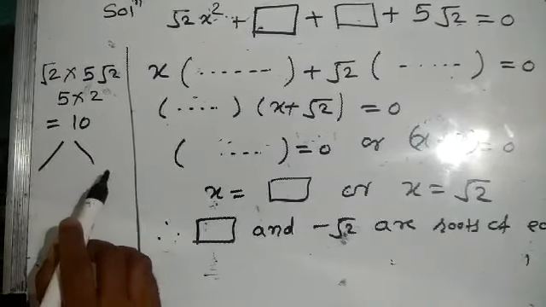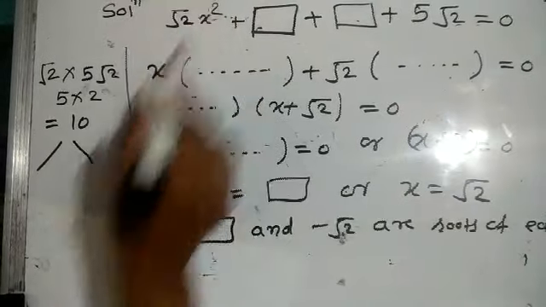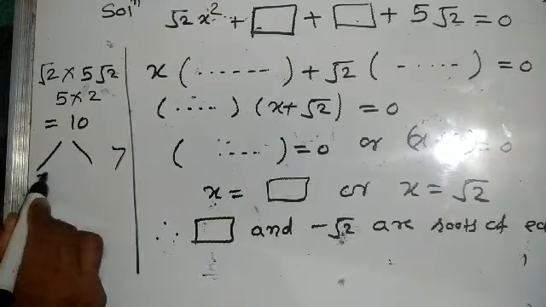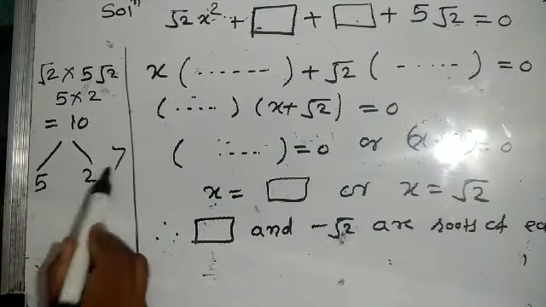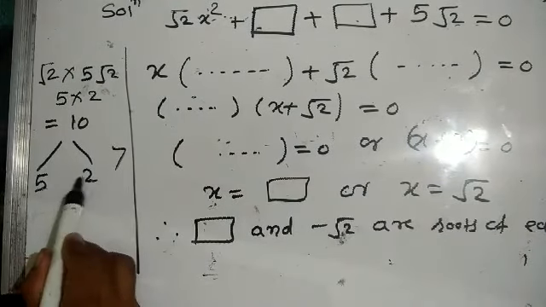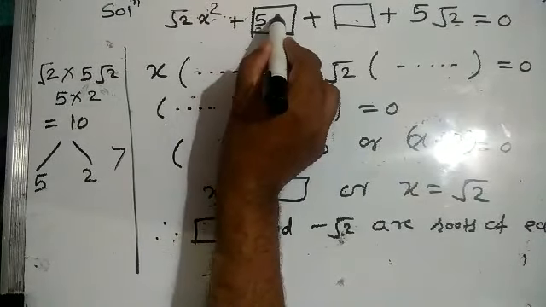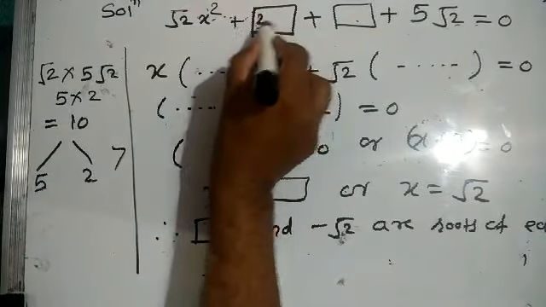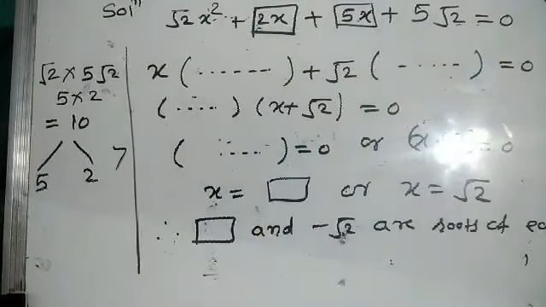Then find out two numbers whose product is 10 and the coefficient of the middle term is 7. Therefore find such numbers, that is 5 into 2. Their product is 10 and their addition is 7. Therefore 5 and 2 are the factors. Therefore we can write 5x, or you can write here 2x, 2x plus 5x, plus 5 root 2.